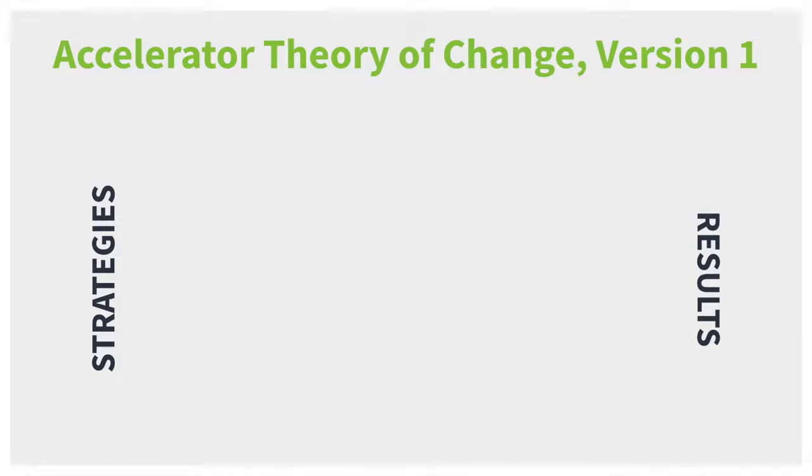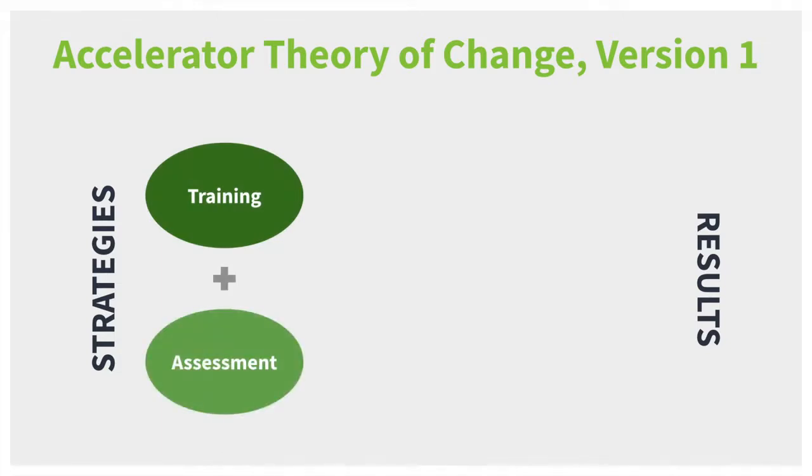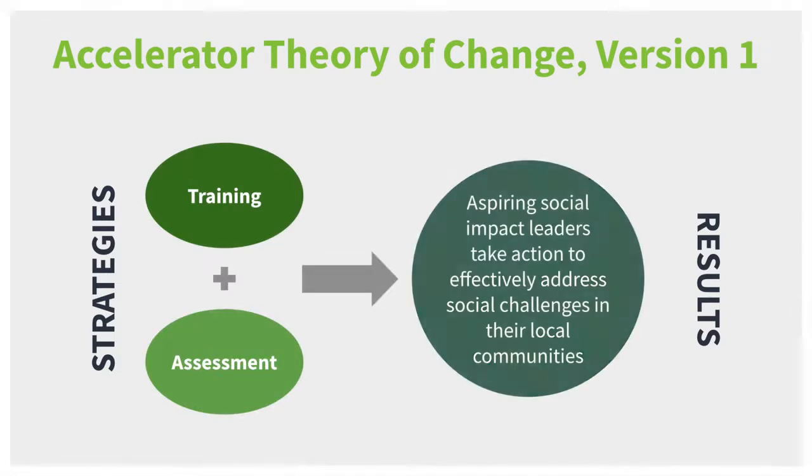In this example, our strategies are to provide training and conduct assessment. The result is that social impact leaders take action to address social issues in their communities. Take a minute to think about what works with this model and what questions it brings up. Some questions you might consider are, does the result indicate some kind of vision or values? It does because it describes an ideal context of aspiring leaders taking action and having a tangible effect.